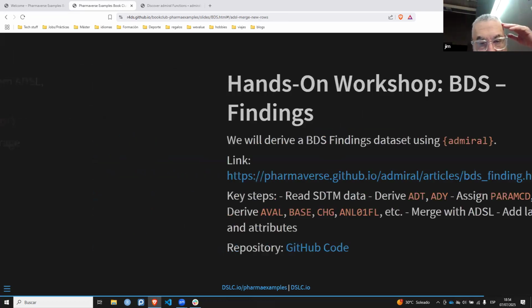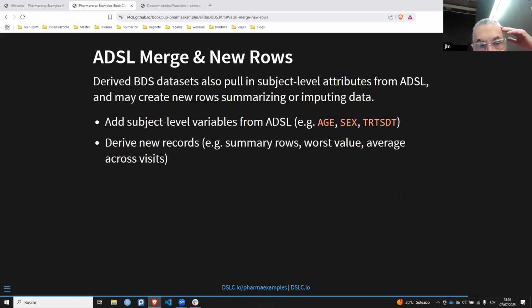Could you go back to that? Derive these new records. Do you mean new rows, right? Yes, each record is a row. In the basic data structure in BDS, each row is a one-time recording for one person. Right. So a summary or an average or the worst would be different columns? You'd have these all as different columns for that one person.